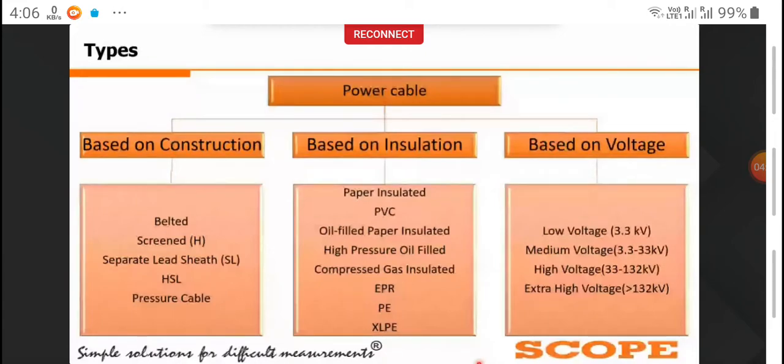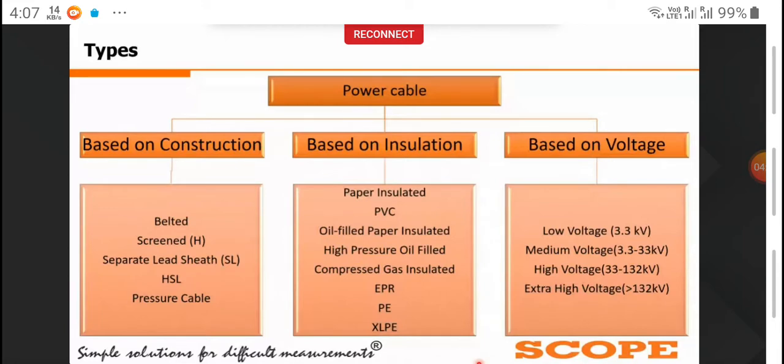Belted cables are generally used up to 11 kV applications, in which paper belts are provided around the conductors. This type of cable has weak insulation that faces tangential forces, and air pockets are also easily formed in this type of cable. So these cables cannot withstand medium and higher voltage levels.